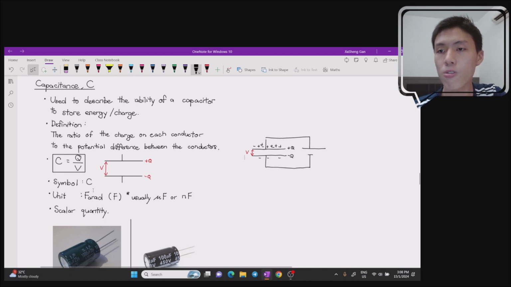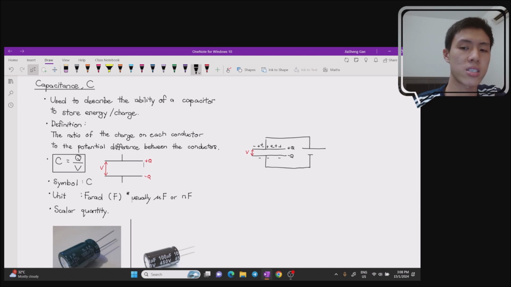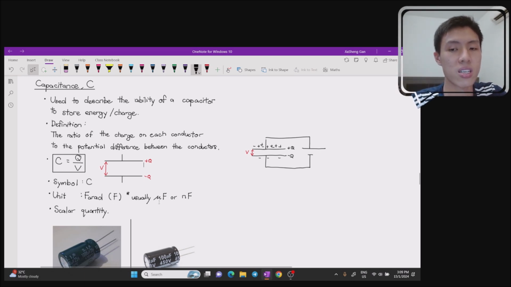The symbol for capacitance is C and the unit for capacitance is farad. But usually you won't see common capacitors in our daily life in the unit of farad. It's actually quite rare to see capacitors in the order of farad. Usually we see them in microfarad or nanofarad, which is much smaller than the farad that we are talking about.